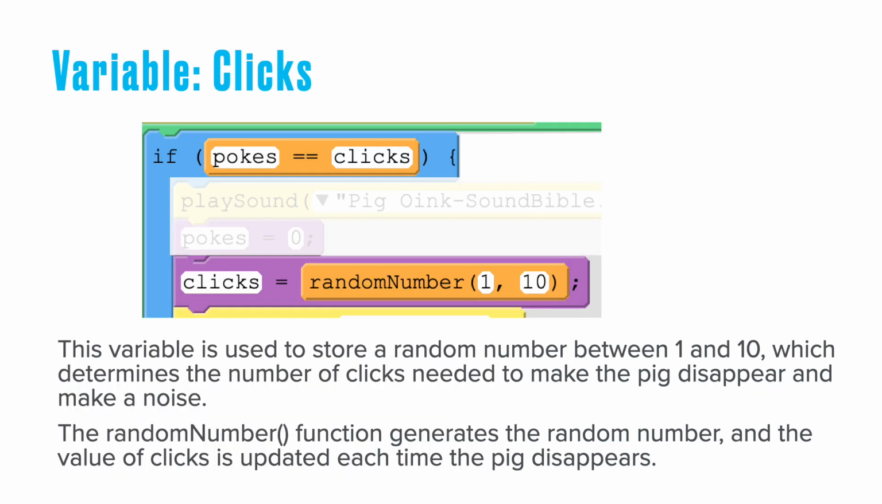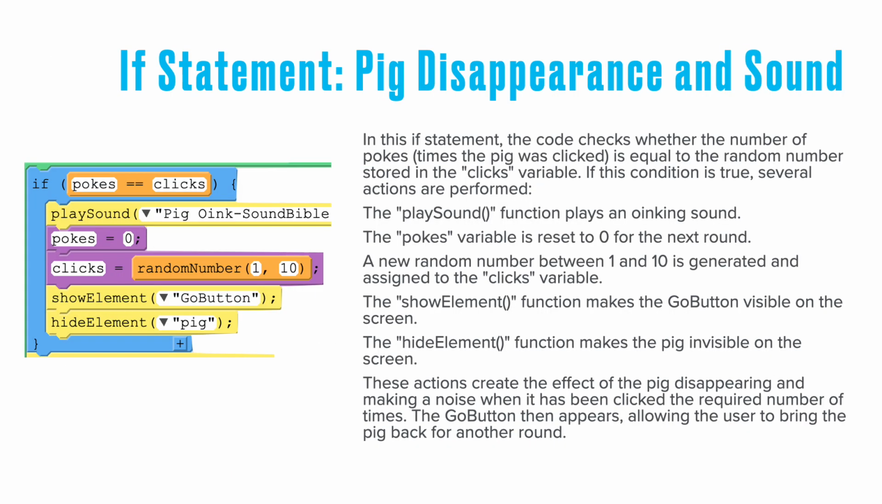The clicks variable is all about randomness. It stores a random number selected at the beginning of the game between 1 and 10. This determines how many clicks are needed to make the pig disappear and oink. With each pig disappearance, a new random number is generated, keeping the game unpredictable and fun.